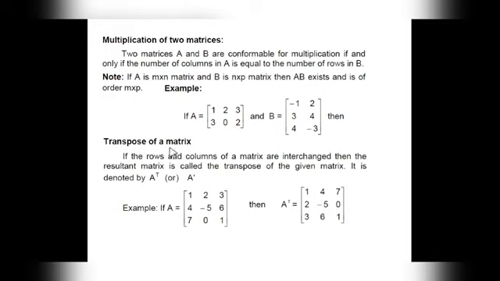Next one is transpose of a matrix. If a row and column of a matrix are interchanged, then the resultant matrix is called as a transpose of a matrix, and it is denoted by A raised to T or A dash. For example, if A is any one matrix of order 3 by 3, then its transpose is, just I have changed here rows into columns, then this will be the transpose of a matrix.